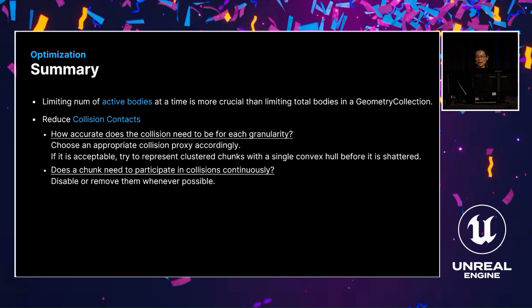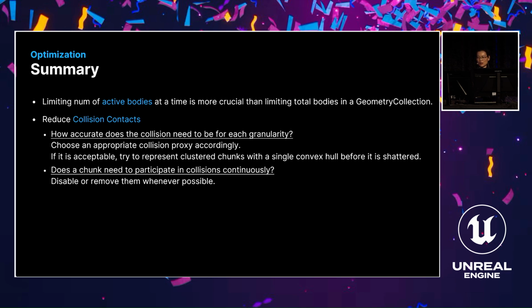Okay, let's summarize the optimization part. We've talked about setting up clusters, optimizing your collision proxy, reducing the smaller bodies, and putting them to sleep in time. All of that is centered around two aspects of rigid body simulations. One is limiting the number of active bodies. I emphasize active here because most of the time, limiting the total chunk count in a geometry collection asset during production isn't that important. It's the active ones that matter.